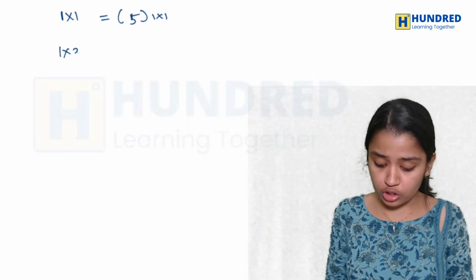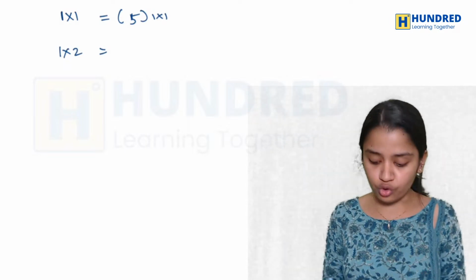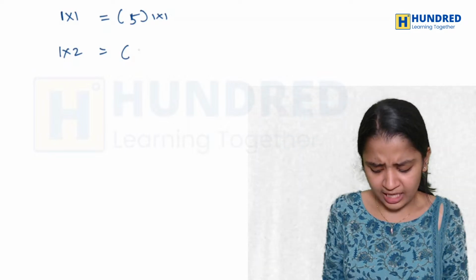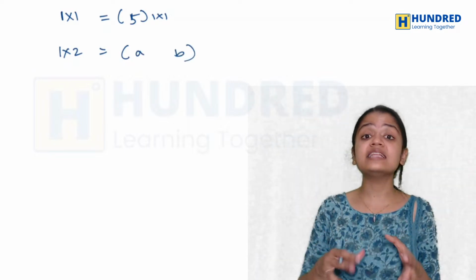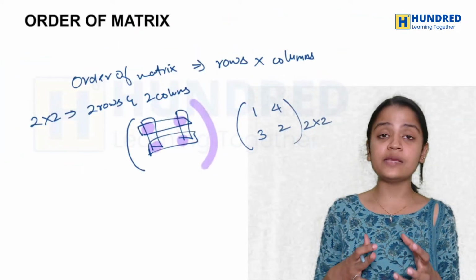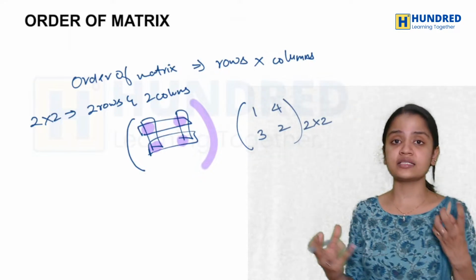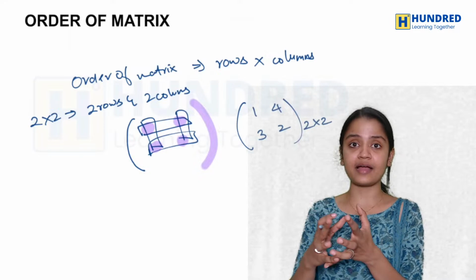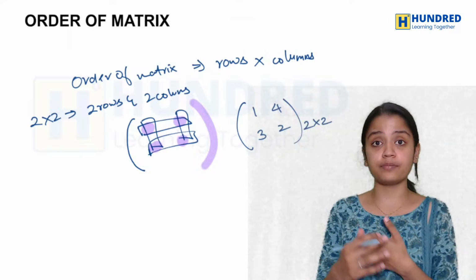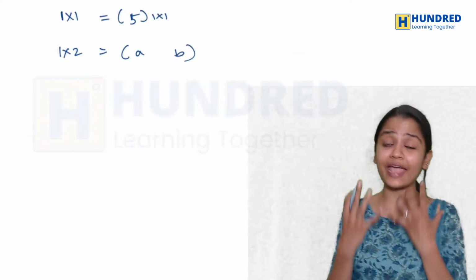What about 1 cross 2? 1 cross 2 means you will have 1 row and 2 columns. So I write it as a and b. And what all elements can be inside the matrix? Elements can be negative or positive numbers, or any expressions. You can have an expression inside the matrix, negative numbers, or even a complex number. So inside the matrix, generally you can have any elements.